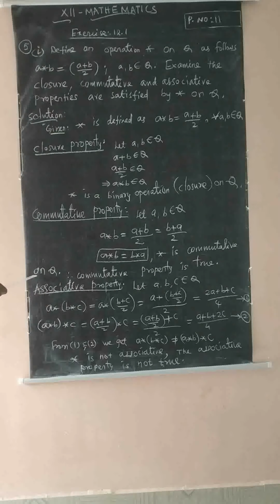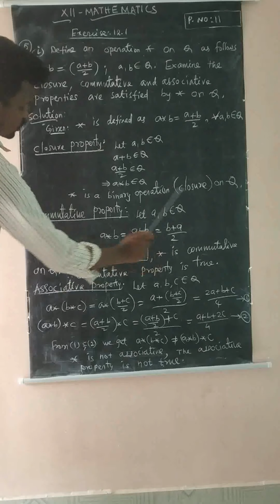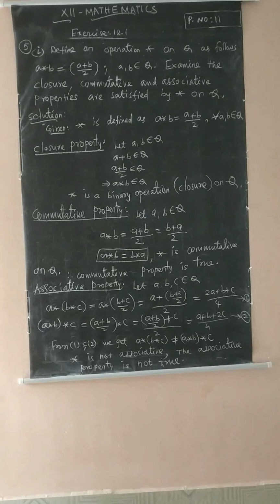So star is commutative on Q. So the commutative property is true. Okay. Next, the associative property. For the associative property, we need three elements.